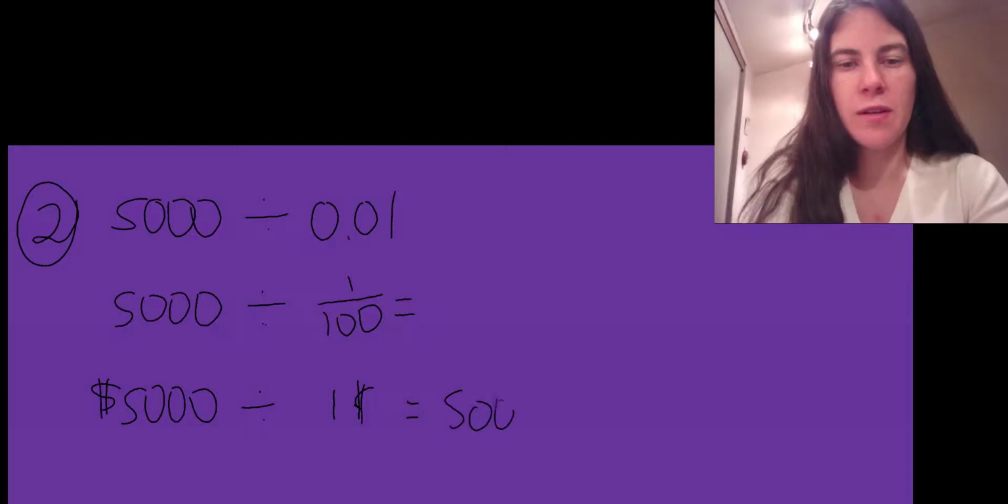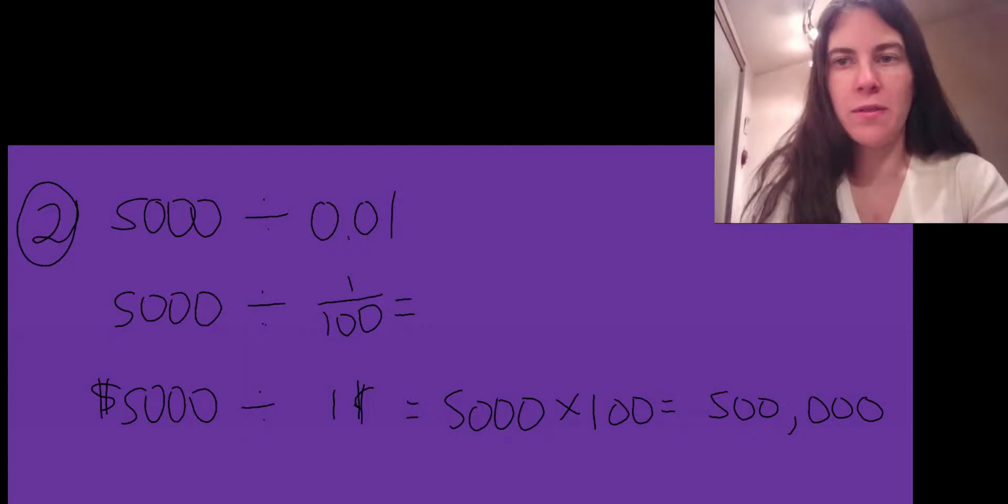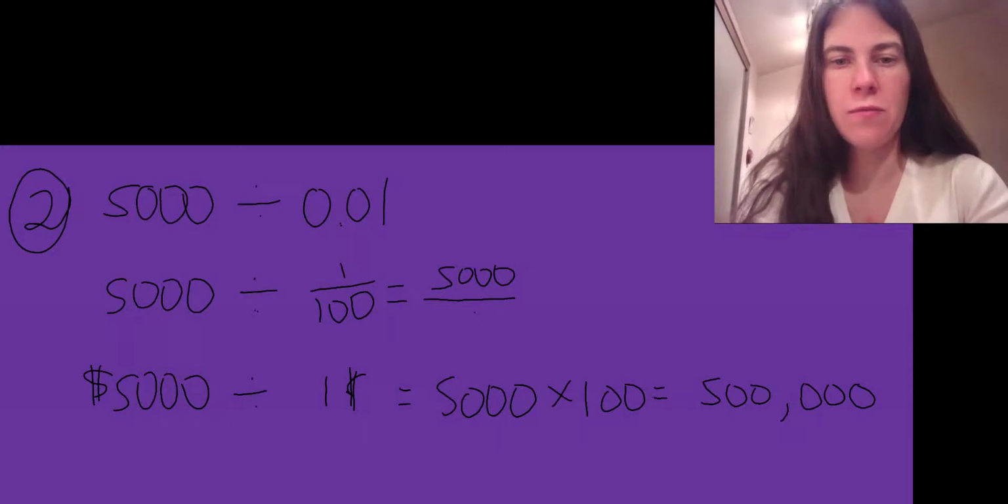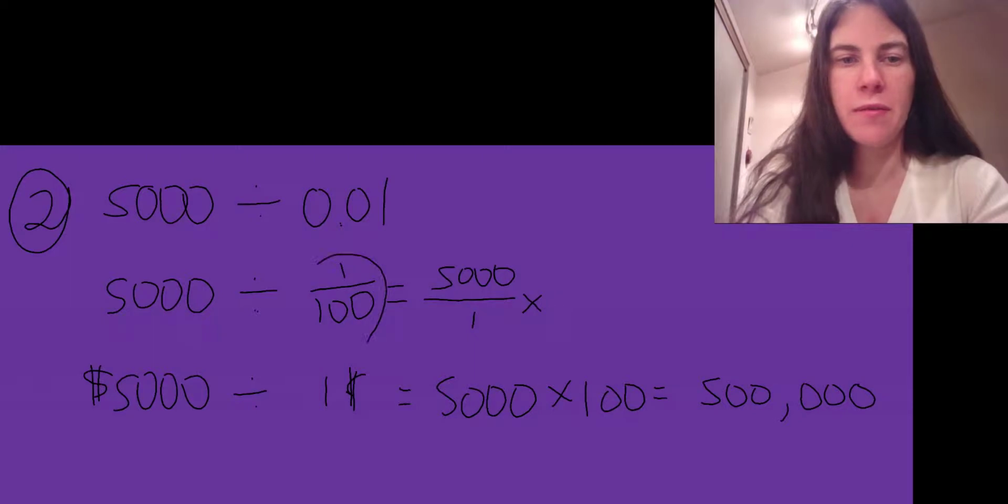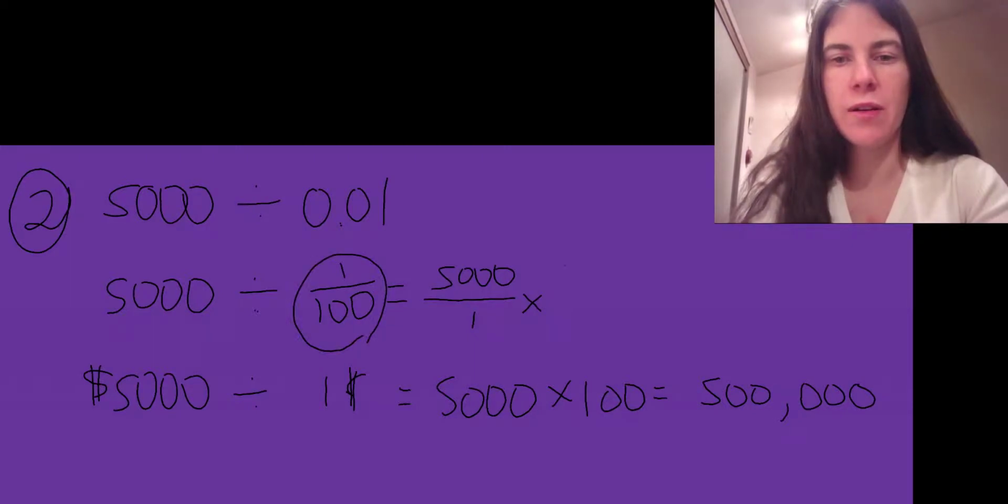Well, for every $1, there are 100 pennies. So I think it's going to be 500,000. Let's find out using the fraction way. 5,000 divided by 1 over 100. So I do 5,000 over 1 times, and now I'm going to flip the second number, I do the reciprocal, so I change it to 100 over 1.